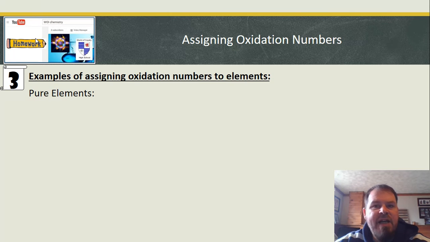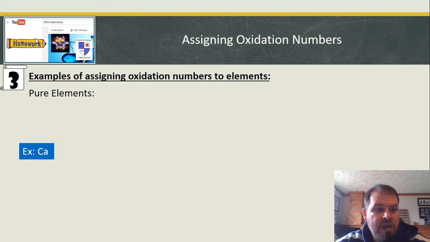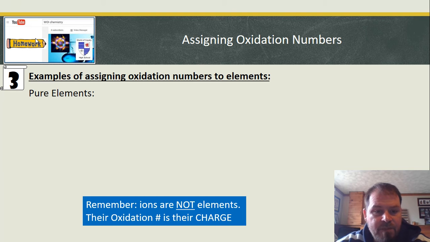So, assigning oxidation numbers for pure elements, this is easy. All lone elements are 0. So, let me show you. Here's Ca. It's going to be 0. That's what you're going to put above it. If you see an element all by itself, if you see Al, you're going to write 0. So the first elements that we ever go after, when we start assigning oxidation numbers in an actual full reaction, are those lone elements. I'm going to put zeros on them. That's where I'm going to hunt first, and then I'm going to go on to everybody else.